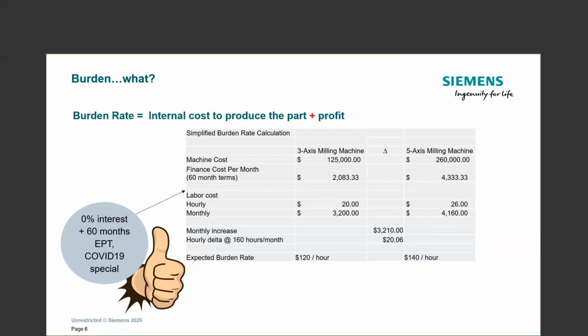Now, if we break this down per hour, and typically a burden rate is calculated per hour, so that's the reason for doing this, we end up with $20.06 per hour of a difference. For simplicity's sake, we're going to round this to $20. And with an expected burden rate for a 3-axis milling machine facility of $120 an hour, that brings us to $140 per hour for a 5-axis milling machine facility.